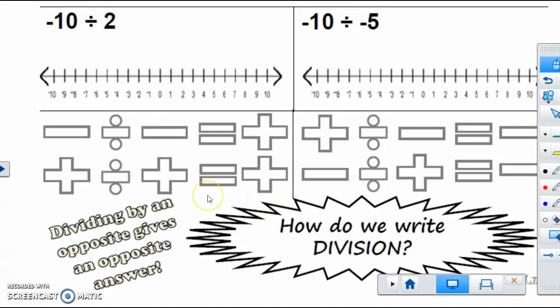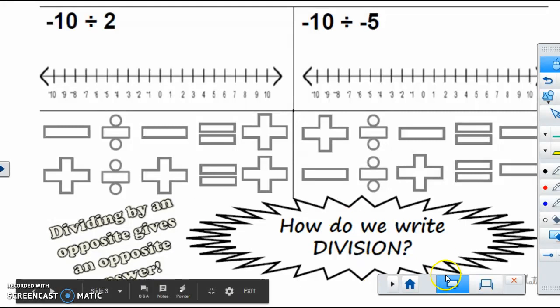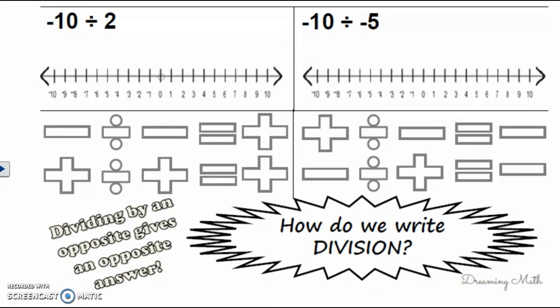A couple more problems. We have negative 10, and we have to divide it by 2. It basically means divide it in half, right? Because 2 sections, each section is a half. So let's pick a color over here. I'm going to start at 0, and I'm going to make one big loop over here to negative 10. Whoa, that's not quite 10. Back it up. Okay, one big loop to negative 10.